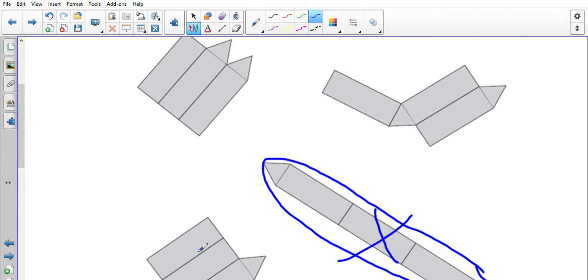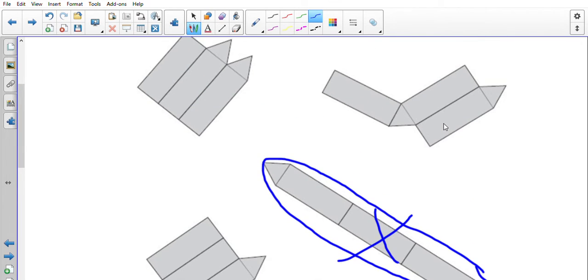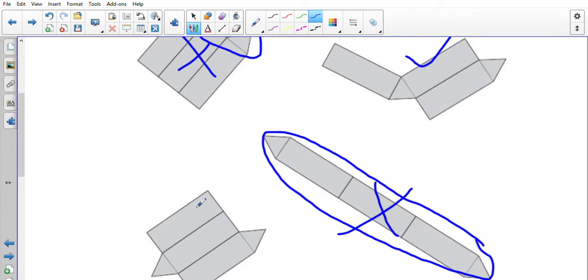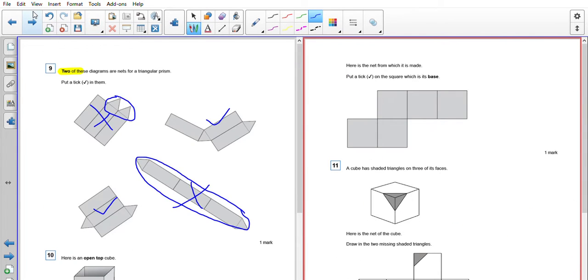So 2 of these 3 will make a triangular prism, 1 of them will not. And the trick here is looking for those triangular shapes on opposite sides. You can see here, if we fold this one up, these 2 triangles are going to overlap with each other, and I'm going to wind up with 2 triangles at one end of my prism and nothing at the other end. So that one is not going to work, which means it's this one and this one. 10 is over 2 pages, so let's have a little look here.